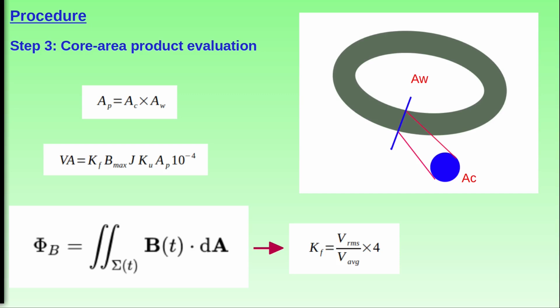Given all of that, we can now calculate the core area product rearranging the previous formula in this way. The factor 10 to the power of 4 converts the results in centimeters to the power of 4, which is how this entity is expressed in the datasheets of the magnetic cores. And this concludes the calculations on the third step.